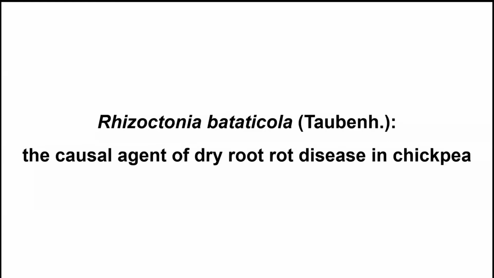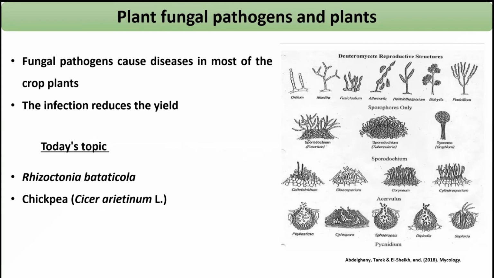Good afternoon all. The topic of today's presentation is Rhizoctonia bataticola, the causal agent of dry root rot disease in chickpea. Before getting into the topic, we will see about the plant fungal pathogens and the plants. Plant fungal pathogens cause diseases in most of the crop plants. Such infection reduces the yield. In today's topic, we are going to focus on Rhizoctonia bataticola, the fungus, and the chickpea, the host plant.